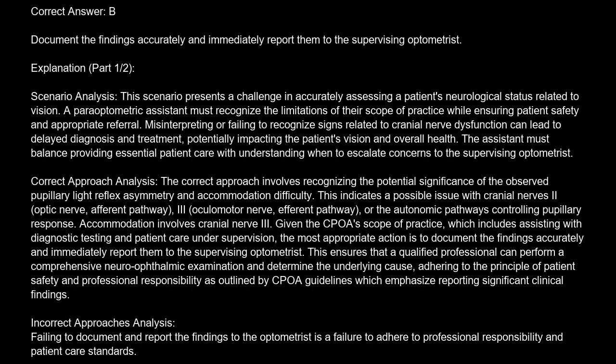Correct approach analysis. The correct approach involves recognizing the potential significance of the observed pupillary light reflex asymmetry and accommodation difficulty. This indicates a possible issue with cranial nerves: II (optic nerve, afferent pathway), III (oculomotor nerve, efferent pathway), or the autonomic pathways controlling pupillary response. Accommodation involves cranial nerve III.